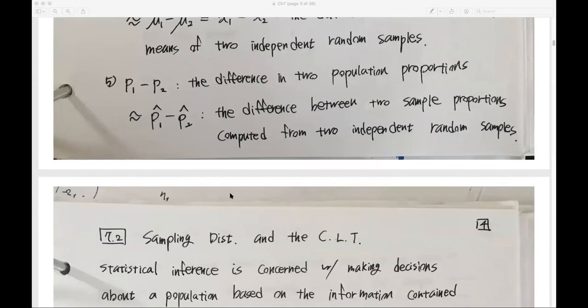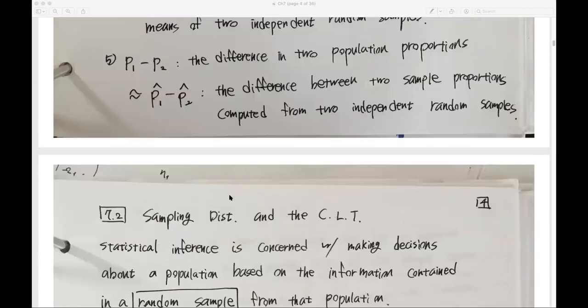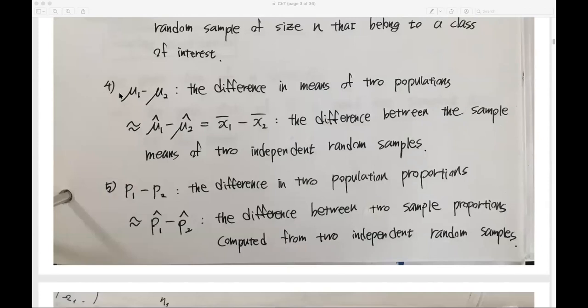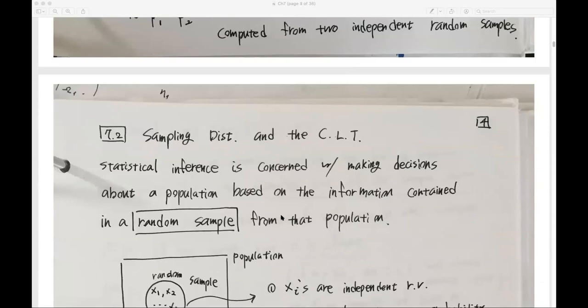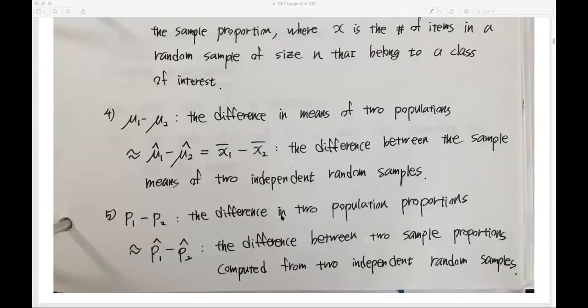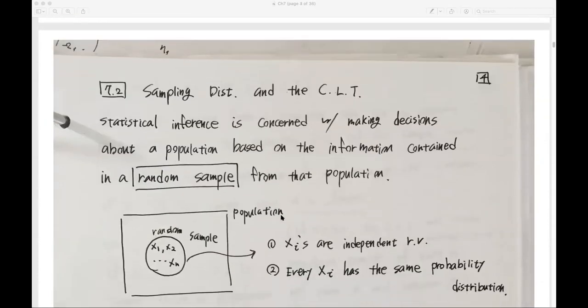Now keep in mind in the fourth and fifth, x1 bar and x2 bar are the sample means of two independent random samples. And P1 hat and P2 hat are also two sample proportions computed from two independent random samples. So keep in mind all the terminologies in 7.1. Now we move to 7.2.